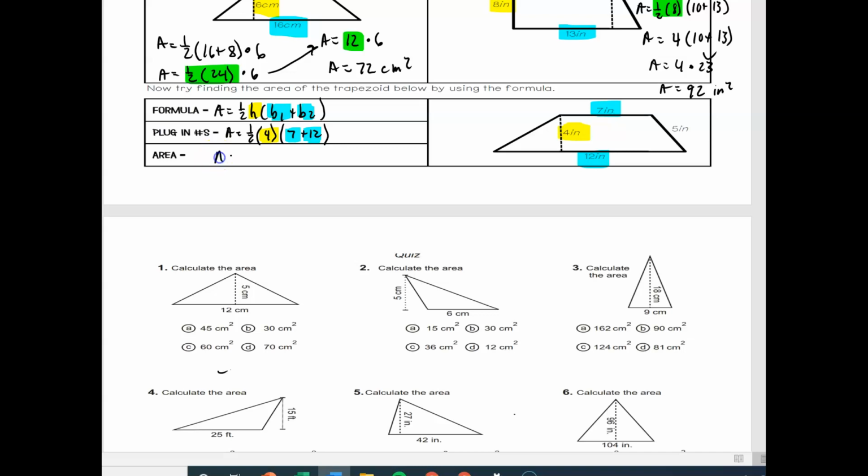And then I'll say area is equal to what's half of 4, that's 2, times 7 plus 12. And then area is equal to 2 times what's 7 plus 12, that's 19. And area is equal to 2 times 19, which is 38 inches squared. Remember, all area units are always inches squared.